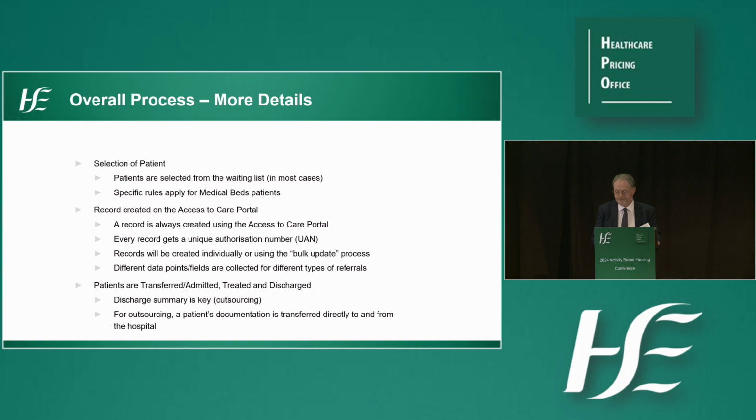They're treated, transferred, admitted, discharged, whatever it is, and we get a discharge summary from them, and it's key. It's key for waiting lists because the patient cannot be taken off the waiting list until there's proof that they were treated and it's been done. And for outsourcing, if it's going to an external hospital, the actual documentation is sent from the public hospital to the private hospital. That's external to the system because it's important that there's a relationship between the public hospital and private hospital for the patient.